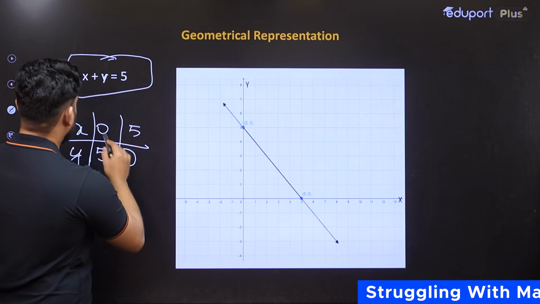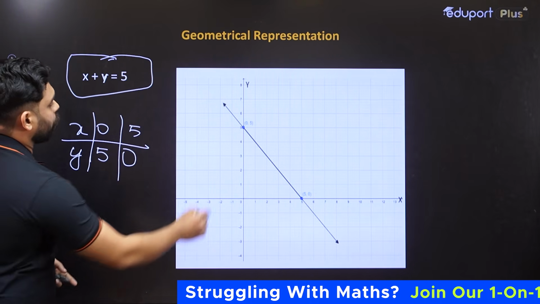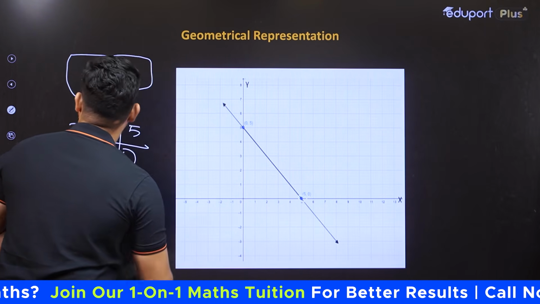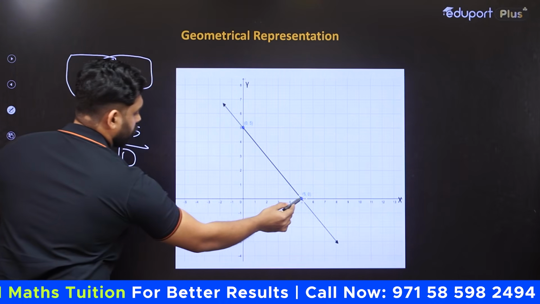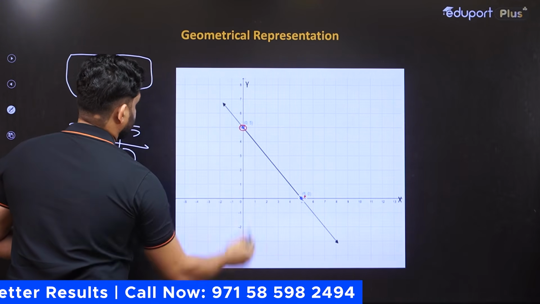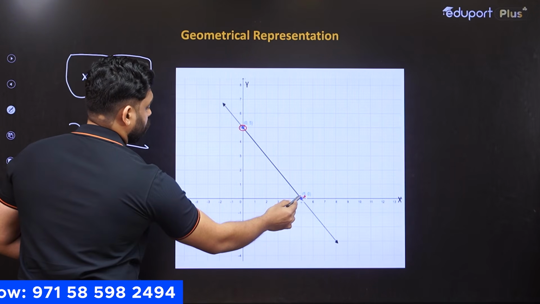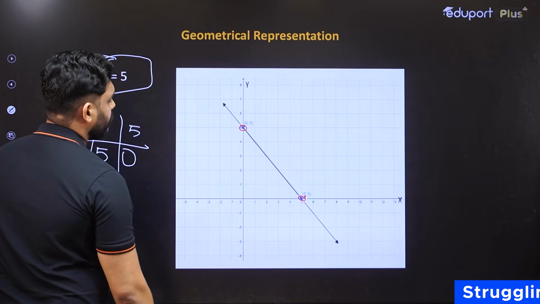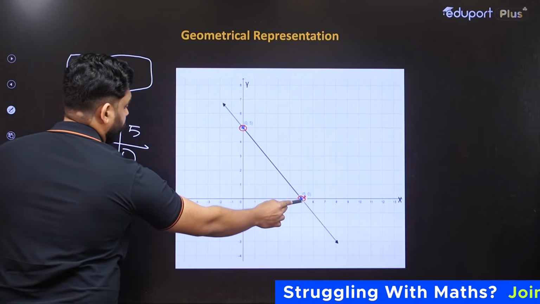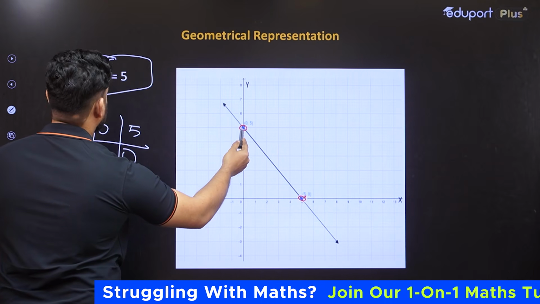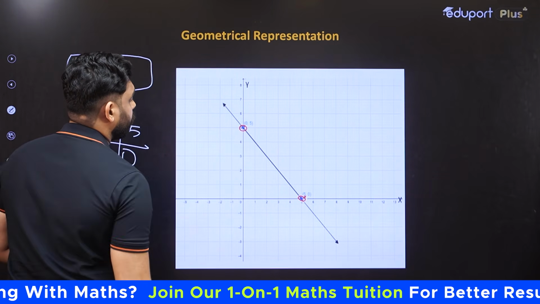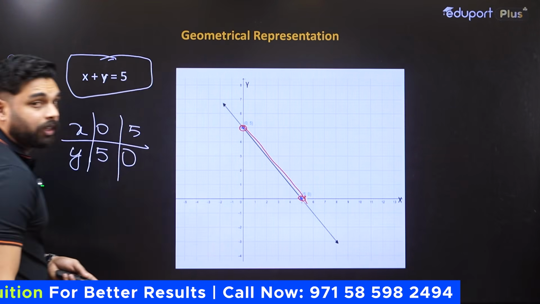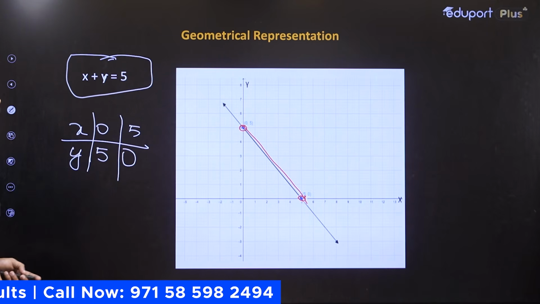So just mark the points. 0, 5 is this one. Then 5, 0. Okay, so these will be the 2 points. Here, the x coordinate will be 5 and the y coordinate will be 0. Here, the x coordinate will be 0 and the y coordinate will be 5. So join these points and you will get a straight line. This will be the graph of the equation x plus y is equal to 5.